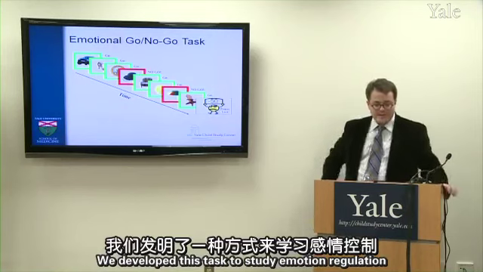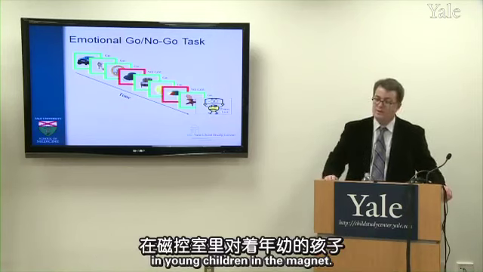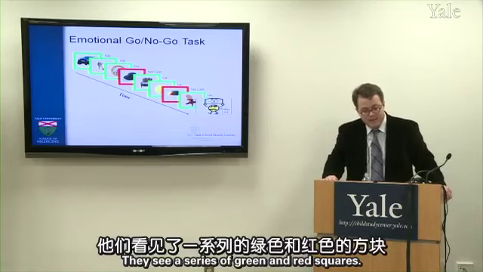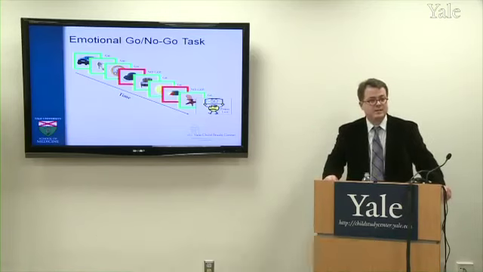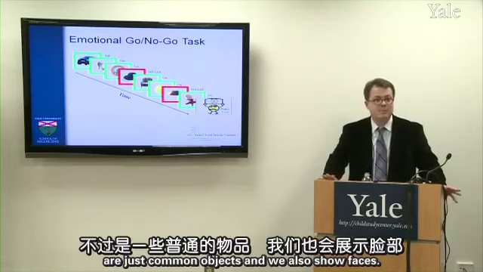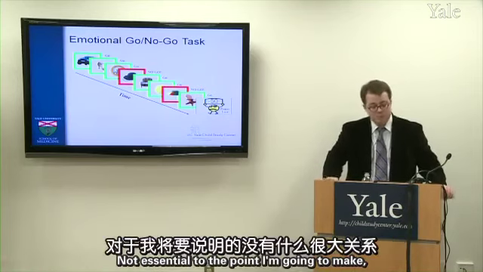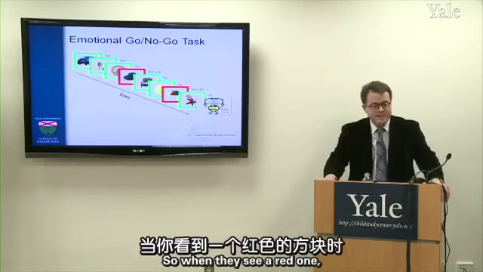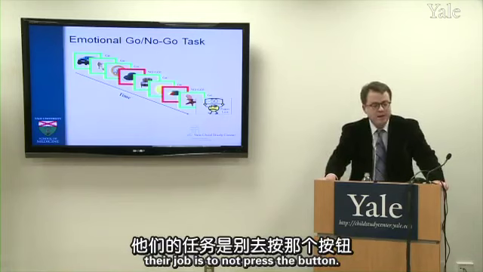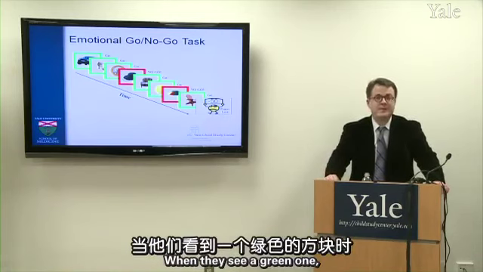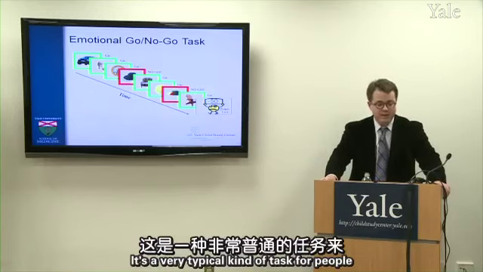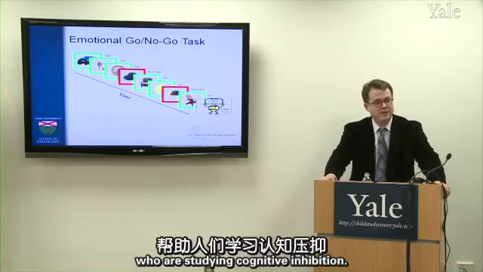So we developed this task to study emotion regulation in young children in the magnet. So the kids are playing a game, all right? And they see a series of green and red squares, and inside of those green and red squares are just common objects, and we also show faces. Not central to the point I'm going to make, but the faces are there. So when they see a red one, their job is to not press the button. And when they see a green one, their job is to press a button. So this is called a go, no-go task. It's a very typical kind of task for people who are studying cognitive inhibition, right?